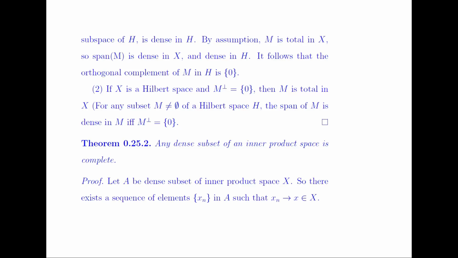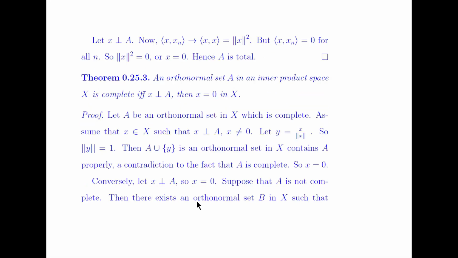So next: any dense subset of an inner product space is total. Let A be a dense subset of an inner product space X. So there exists a sequence of elements xn in A such that xn converges to x belonging to X. Let x be perpendicular to A. Now the inner product of x comma xn converges to the inner product of x comma x, and by definition this is equal to the norm of x squared.